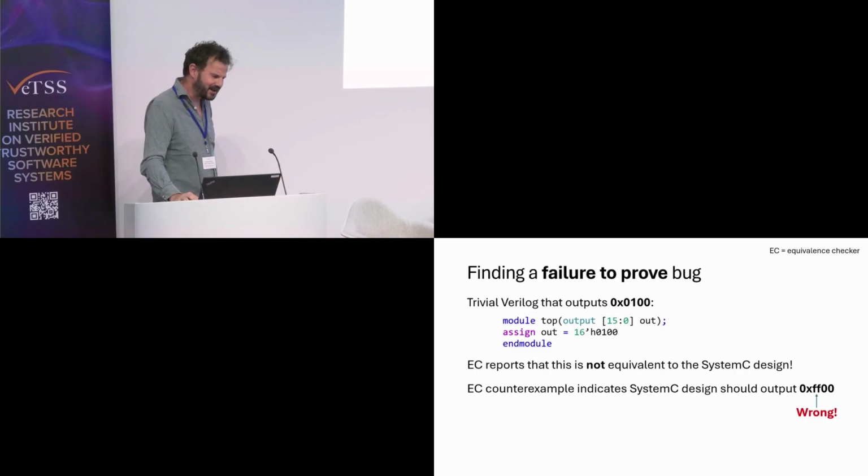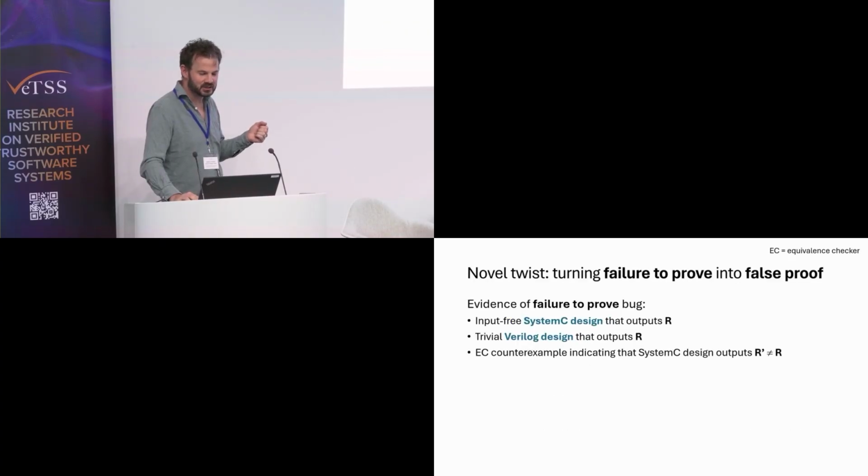And after thinking very hard about lots of clever ways we might find false proof bugs, the more interesting kind, Michalis and John had this sudden, very simple, but in my opinion, very clever realization, which is actually we can turn a failure to prove into a false proof in the following way.